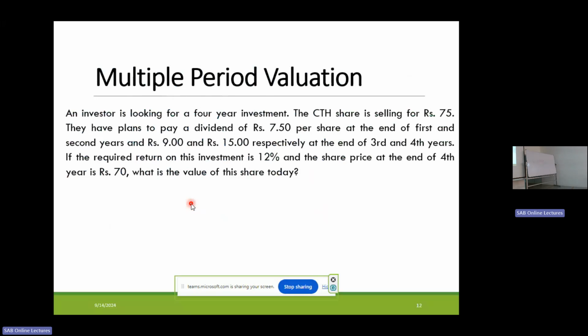An investor is looking for a 4-year investment, a multiple holding period. The CTA share is selling for 75 rupees. They plan to pay a dividend of 7 rupees per share at the end of the first and second years, and 9 rupees and 15 rupees respectively at the end of the third and fourth years. If the investor requires a rate of return of 12%, what is the price at the end of the fourth year?